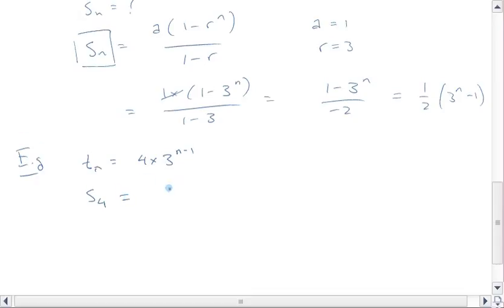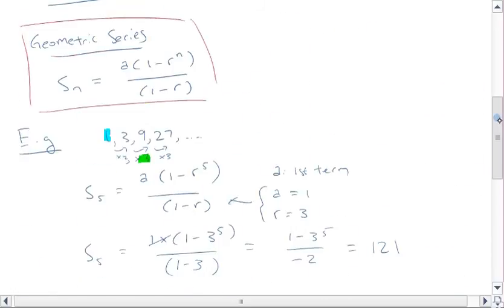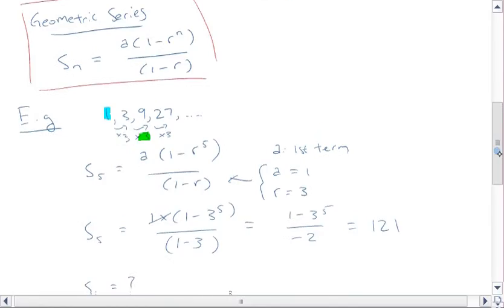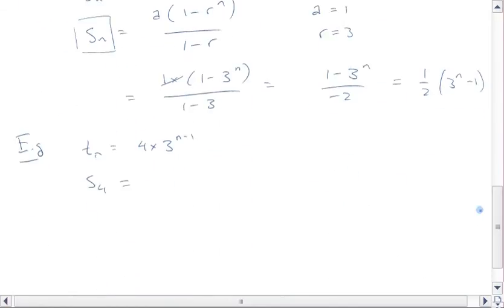Using this equation up here, S4 should be equal to A times (1 minus r to the power of 4) divided by (1 minus r). So let's write that down here. S4 is equal to A times (1 minus r to the power of n), so that's r to the power of 4, divided by 1 minus r. Now all we need to do is work out exactly what A and r are.